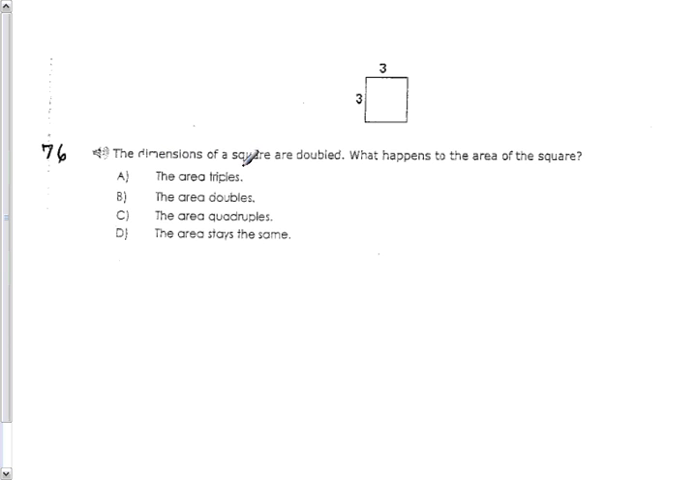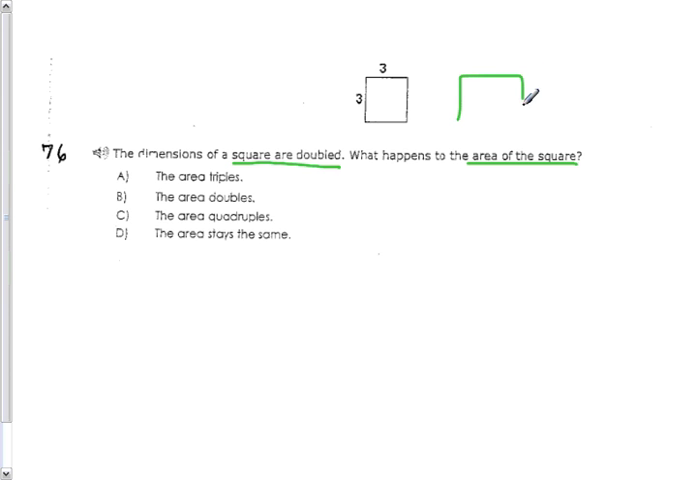So the dimensions of a square are doubled. So we should have all sides being congruent, and it is going to be doubled. So that means whatever one side is, a new square is going to be twice as big. And we want to know what happens to the area of the square. Now, of course, the easy way out is to say, well, it doubles, so I'll just circle B or bubble in B, and that'll be the right answer. Well, it's not quite that easy, but it is pretty easy.